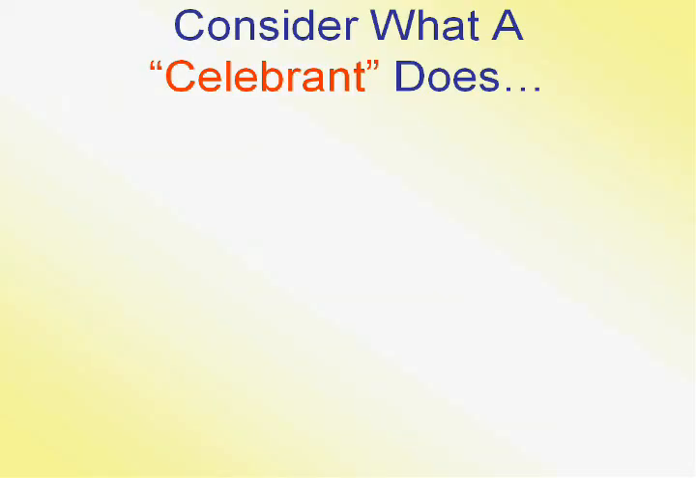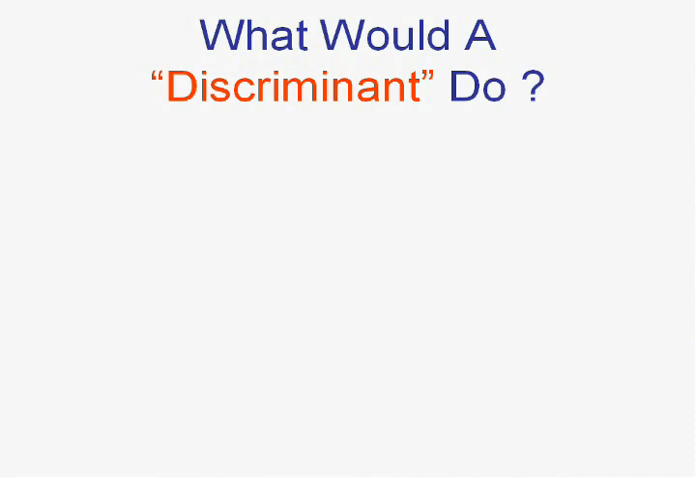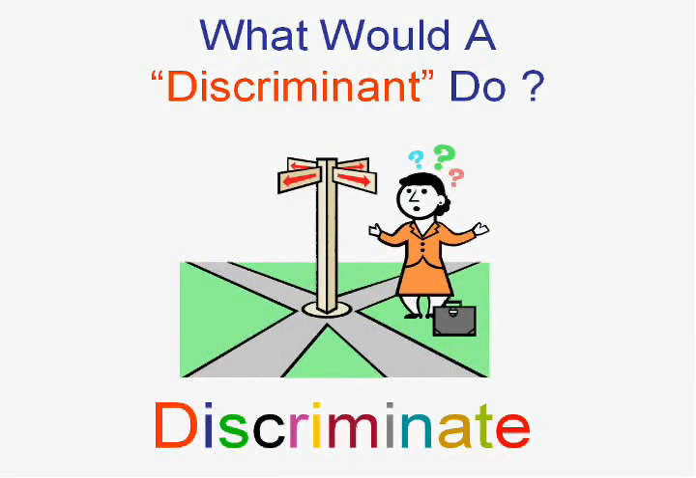Consider what a celebrant does. They celebrate. Well, what would a discriminant do? Almost had a gag, son. Joke, that is. It discriminates. Okay, and it's going to discriminate amongst the various types of solutions of a quadratic equation, so that we don't have to execute a whole problem, simplify the whole quadratic formula.